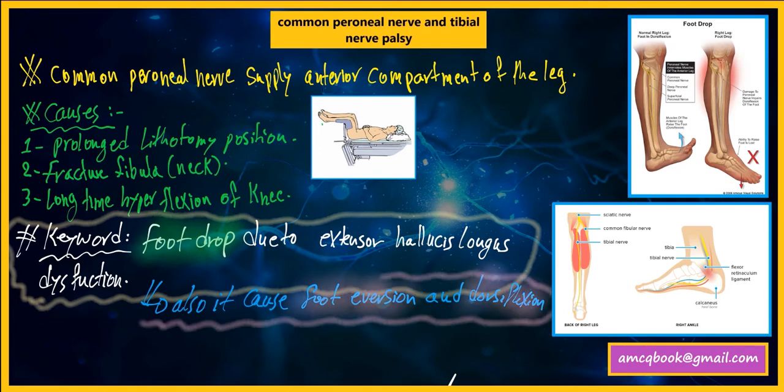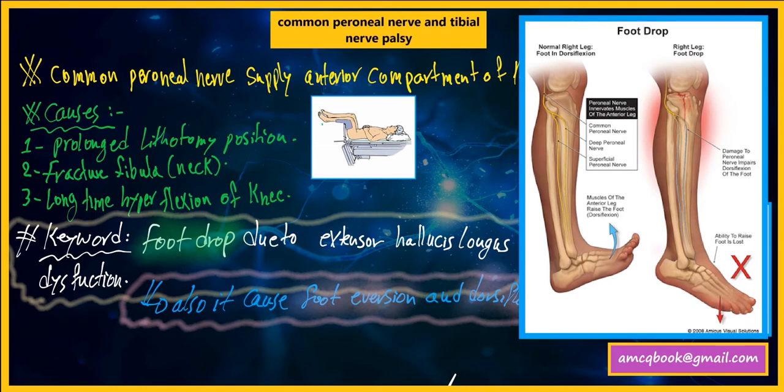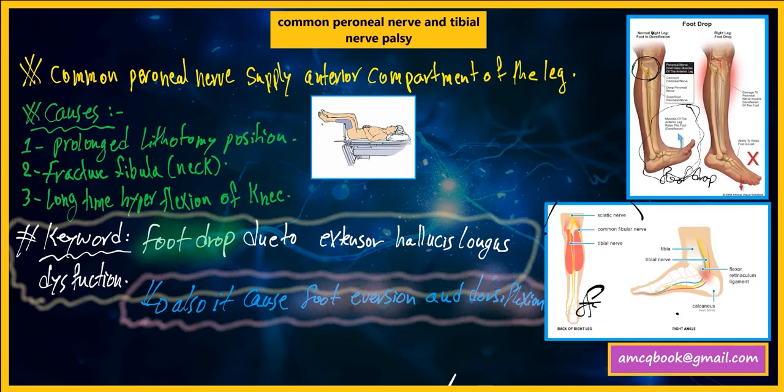Now take a look at this picture. Here you will see that the common peroneal nerve will pass around the neck of the fibula. So prolonged lithotomy position will lead to direct pressure over it. Fracture fibula, the neck of fibula, will lead to injury of the common peroneal nerve. And also the same for long-term hyperflexion of the knee. So any injury of common peroneal nerve will lead to foot drop, as it supply extensor hallucis longus, and this dysfunction will lead to foot drop.